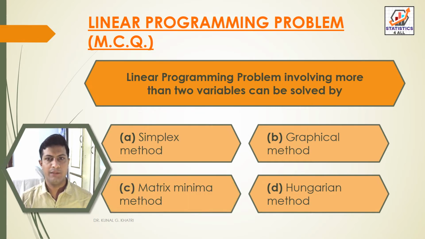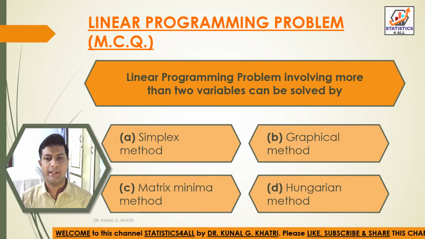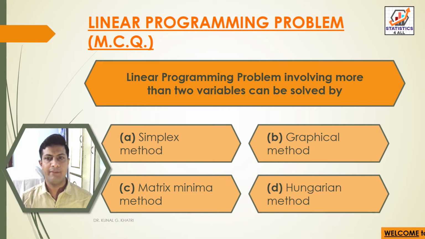Next question. Linear programming problem involving more than two variables can be solved by option A, simplex method, option B, graphical method, option C, matrix minima method, option D, Hungarian method. So here we have answer option A, simplex method. Linear programming problem involving more than two variables can be solved by simplex method.